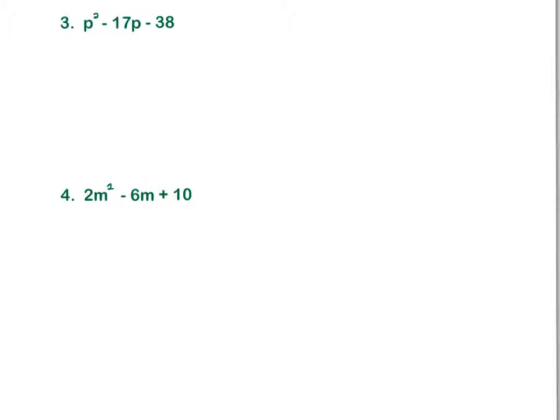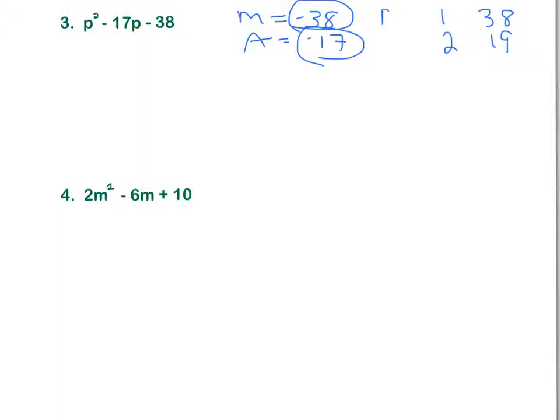Here's another example, a basic trinomial with the 1p squared. So once again, what multiplies to give me negative 38 and adds to give me negative 17? So let's look at our factors of negative 38. We have 1, 38, 2, 19, 3 doesn't go in, 4, 5. I think that's it as far as our factors. Since we're multiplying to give me a negative and adding to give me a negative, I'm looking at a positive and a negative number. Which one is going to be our largest number? The negative, so that when I add them, I do get the negative 17.